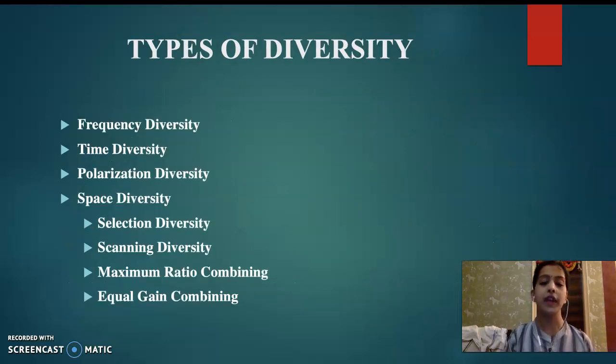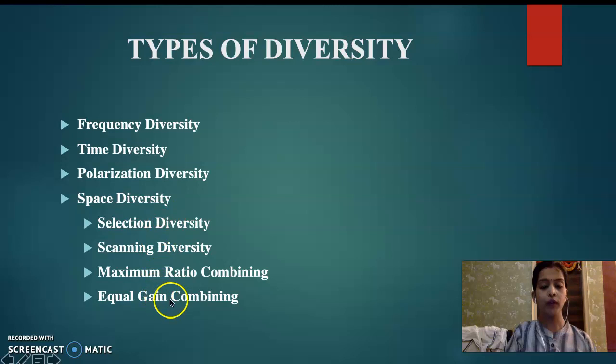Then types of diversity. There are some types. First one is frequency diversity, time diversity, polarization diversity, and space diversity. Under space diversity, there are again four types: selection diversity, scanning diversity, maximum ratio combining, and equal gain combining.